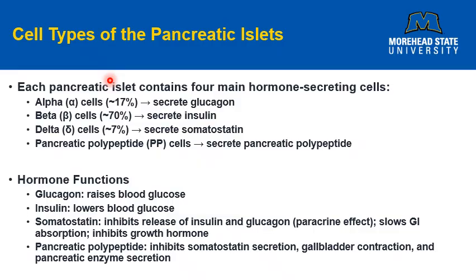There are 4 main hormone-secreting cells, and each one of them secretes its own hormone, or its own class of hormones. Alpha cells secrete glucagon. Beta cells are the most common; those are your insulin. Delta cells secrete somatostatin. Pancreatic polypeptide cells, or PP cells, secrete pancreatic polypeptides. Those are the 4 main cells that make up the islets.